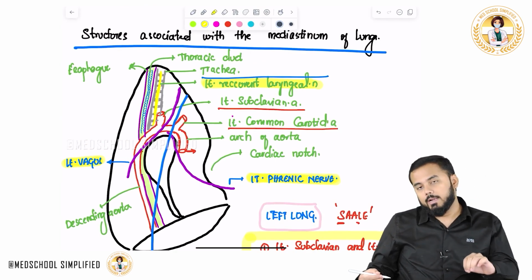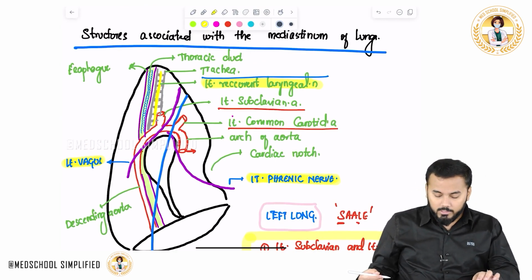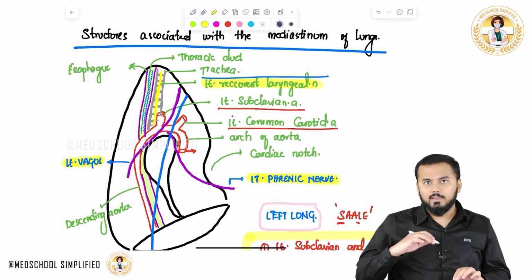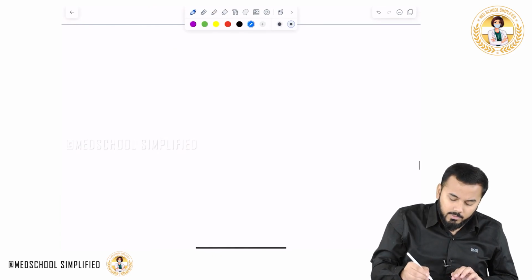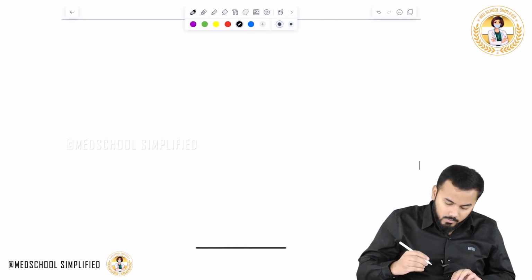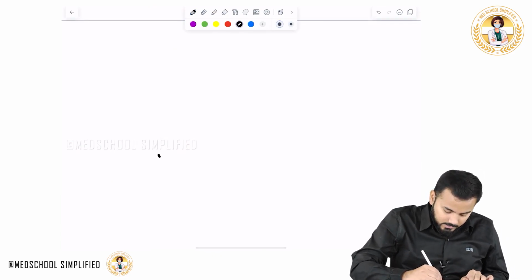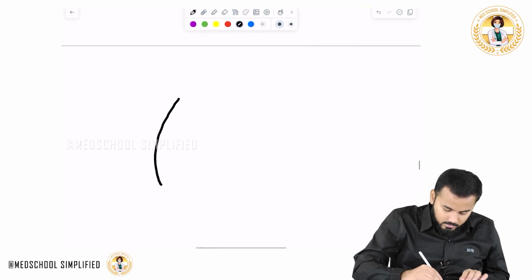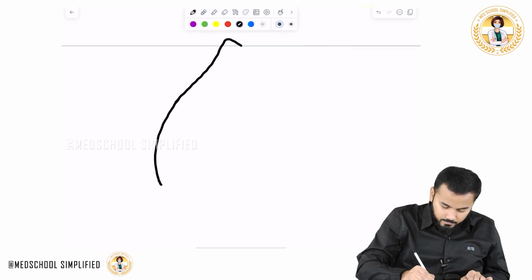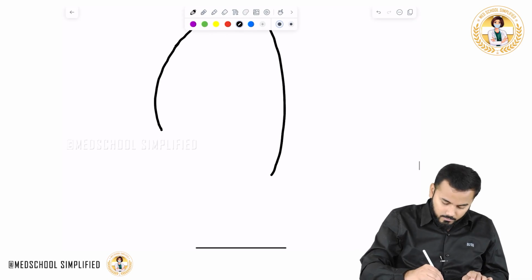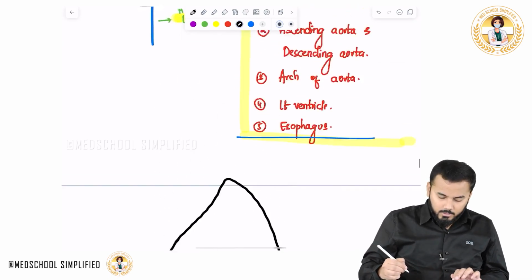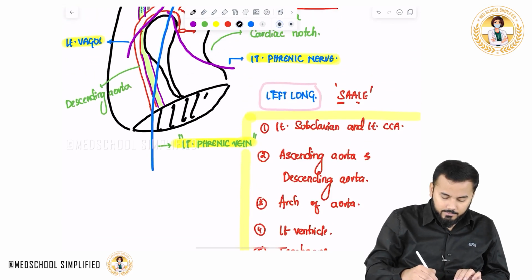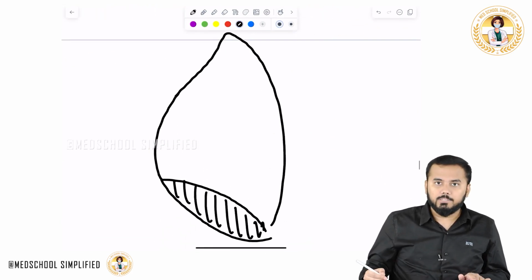Now let us look at the structures which are located on the right side of the lung. Okay, right side of the lung we don't have many structures, it is very easy. So you can just remember it very easily. On the right mediastinal surface, this is how the picture goes. So this is your right mediastinal surface.